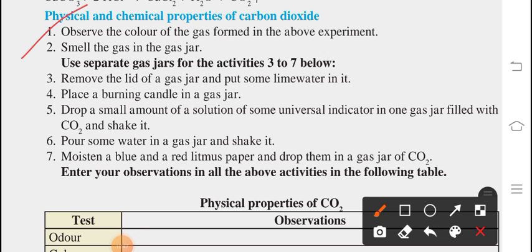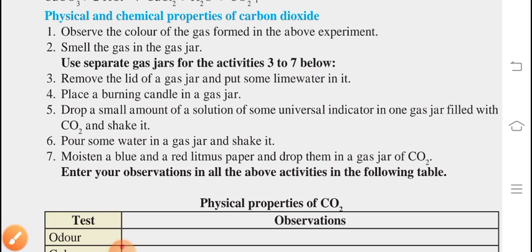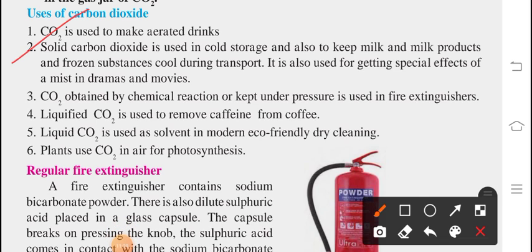Next is physical and chemical properties of carbon dioxide. Carbon dioxide means CO2. Please keep in your mind carbon dioxide means CO2. The way you keep in your mind oxygen is O, in that way carbon dioxide is CO2. So for physical and chemical properties of carbon dioxide, we should perform this experiment, but we are not performing it over here. So no need to consider the color, form and all, because we won't perform it here. We'll go directly to the uses of carbon dioxide.